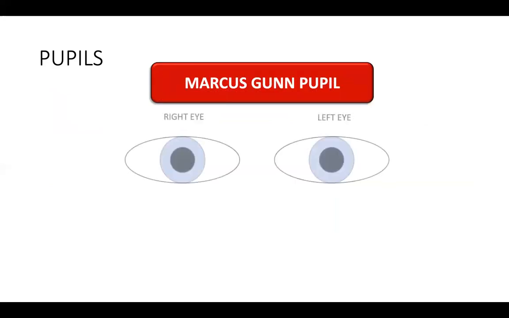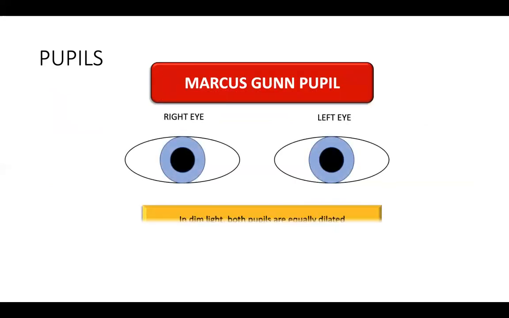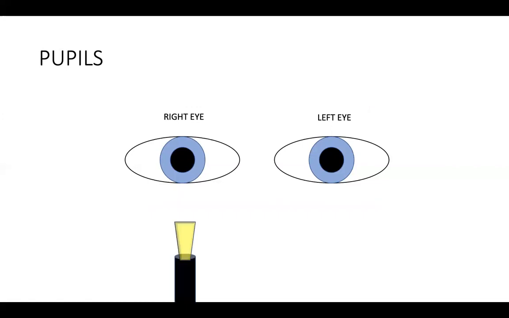A relative afferent pupillary defect or a Marcus Gunn pupil is elicited with the swinging flashlight test. In dim light, both pupils are equally dilated. If the left eye is affected, shining a light on the right eye evokes equal and strong constriction of both pupils.